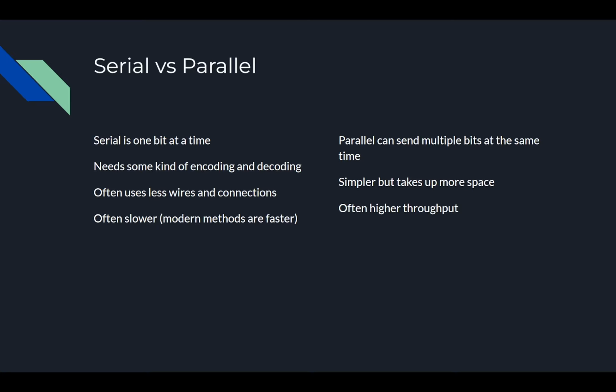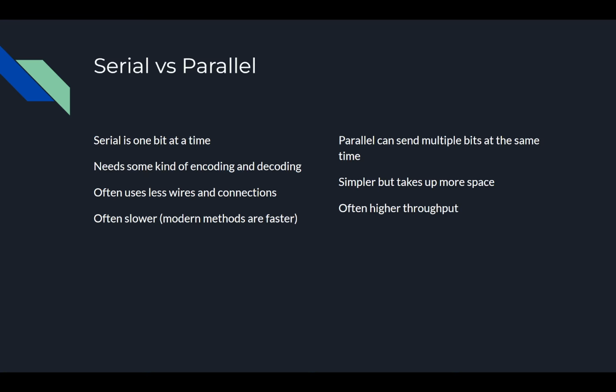Serial communications is 1 bit at a time. You need some kind of encoding and decoding. Uses less wires and connections, but they're often slower. Granted, modern methods are more than fast enough.